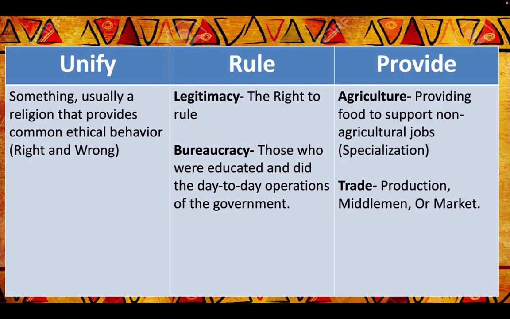When we talk about provide, we always have to start with agriculture, because we have to feed our people to be able to survive and prosper, as well as to move away from agricultural jobs and begin economic specialization. And then the last thing that helps provide is something that essentially helps bring in wealth. They could either produce things to trade, be the middlemen in trade, or be a market for traded things.